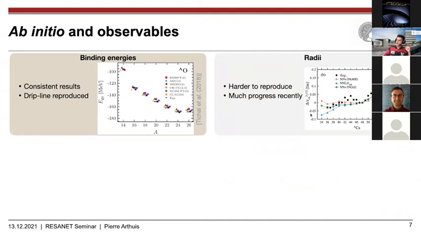So here you have not really radii, but actually the change in the value of the charge radius for the even calcium isotopes. This time it's a bit the opposite of the philosophy of the previous picture, meaning that all calculations were done with the same method, but with different Hamiltonians.